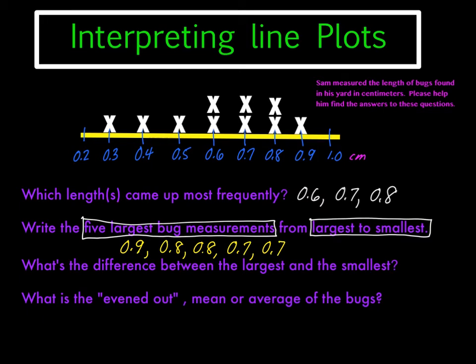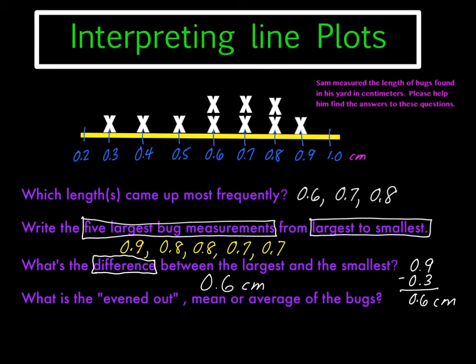What is the difference between the largest and the smallest bug? So difference is one of those words that tells us the operation. Difference is the answer to a subtraction problem, therefore it's telling us to subtract. Now this works out to be quite friendly here because our largest, you always take the largest first, minus your smallest, and we get the answer of 9/10 minus 3/10 is 6/10 centimeters. So I'm going to write this over here. 6/10 of a centimeter is the difference.